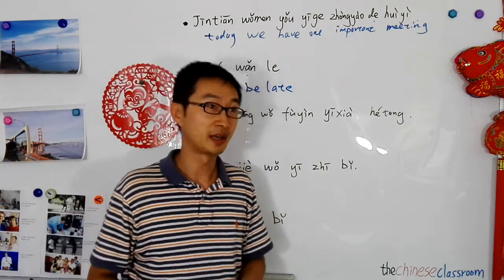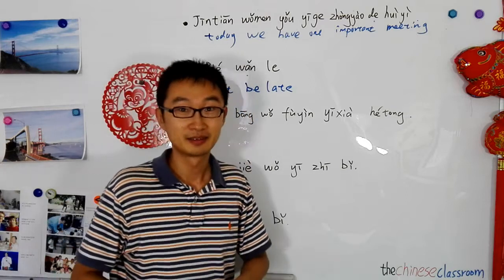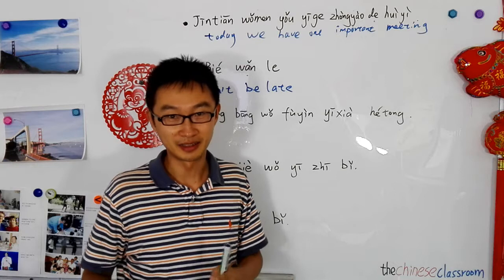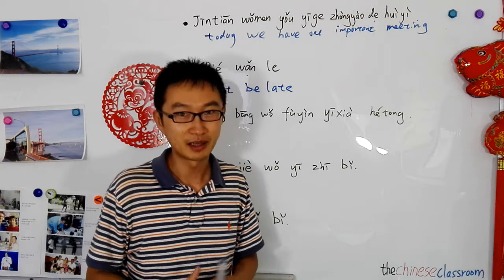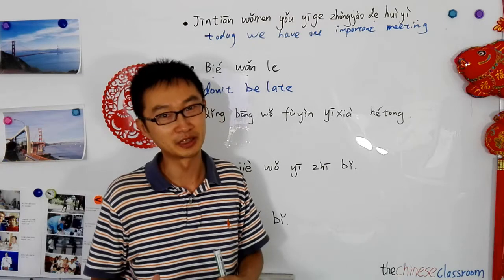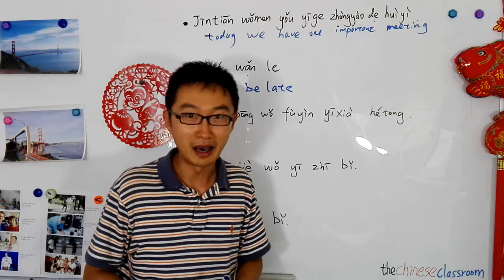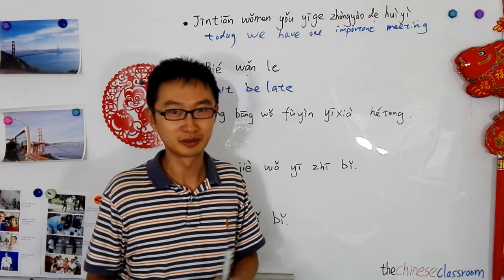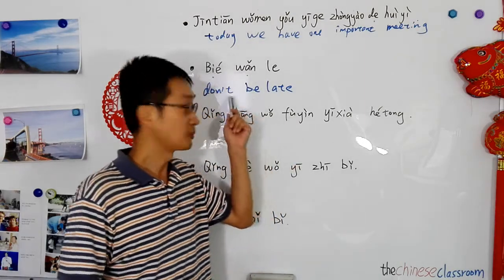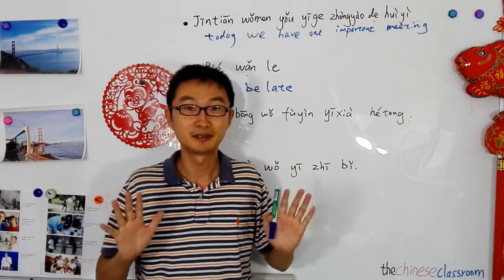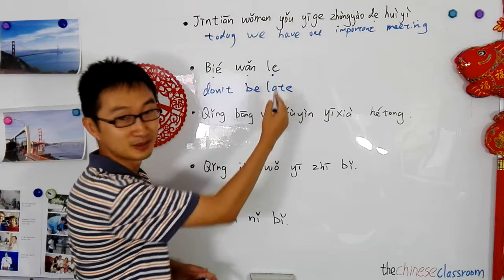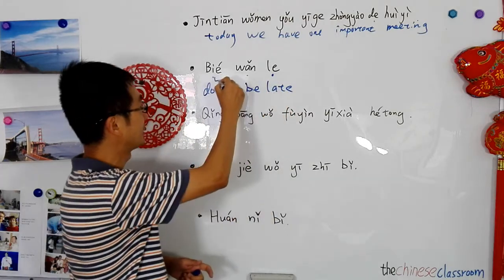You know, in Chinese, you don't have to say this "be" when you say the people and the adjective. Like 我很忙, I very busy. We don't say I am very busy. We say I very busy. 我很忙，我很好。I very good. You don't say I am very good. So here is the same. Don't be late. We say don't late. 别晚了。This 了 is the structure word worked with this 别.